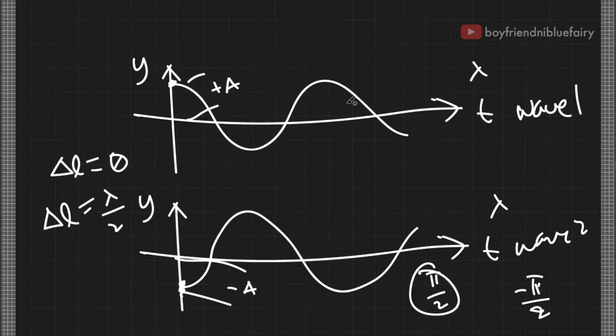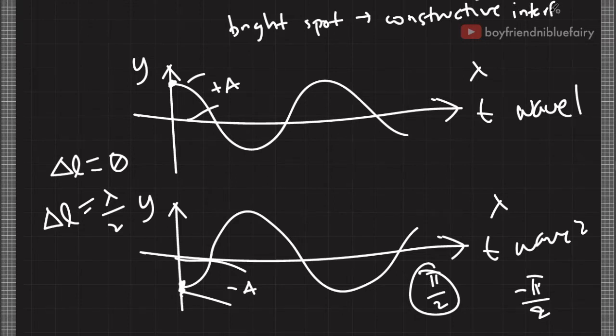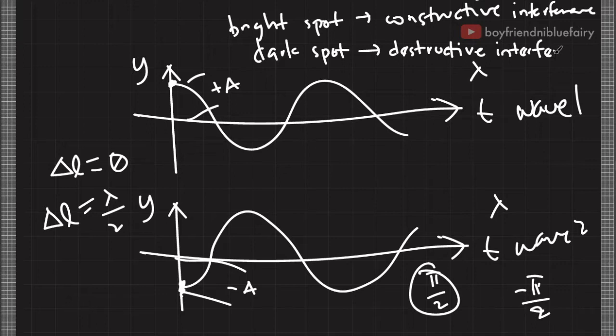So, when you try to superimpose two waves coming from two sources, what you will actually observe on a screen is a bright spot if you have a constructive interference. Otherwise, we will observe a dark spot or dark region on the screen when destructive interference occurs.